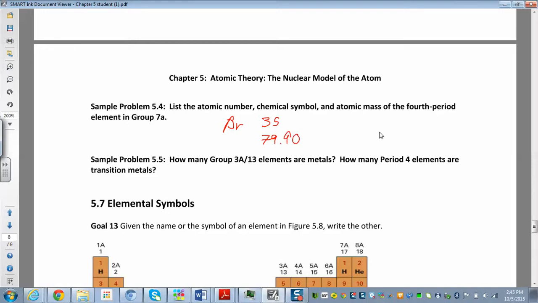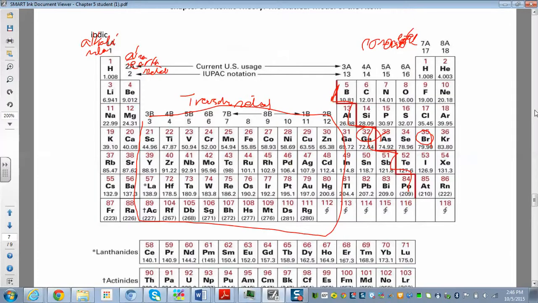All right, so how many group 3A/13? So there's different ways to name those and different ways to number those groups. How many group 3A/13 elements are metals? And then how many period 4 elements are transition metals? All right, so let's start with the first one. How many group 3A/13 are metals? So group 3A/13, here we go, group 13.